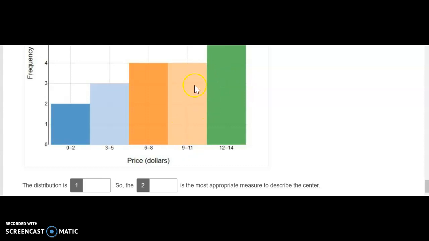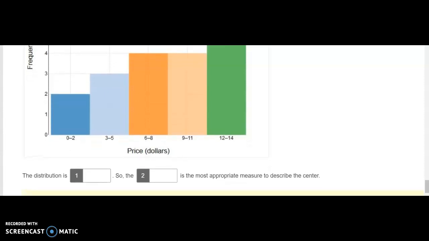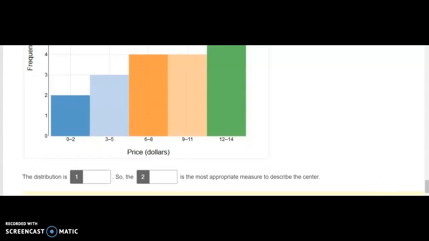They want to know what is the distribution, how is it distributed. If you look at it, it's skewed mainly to the left. So the blank is the most appropriate measure to describe the center, and that's going to be the median. So you're going to put all the numbers listed together, and then you're going to find the middle number.